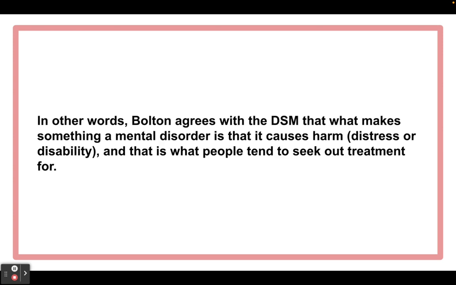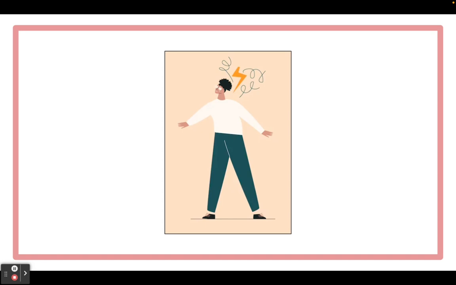In other words, Bolton agrees with the DSM that what makes something a mental disorder is that it causes harm, distress, or disability, and that is what people tend to seek out treatment for. So he's thinking about both harm and also this idea of what do people actually seek out treatment for? They tend to seek out treatment for harm. So let's apply this to an example.